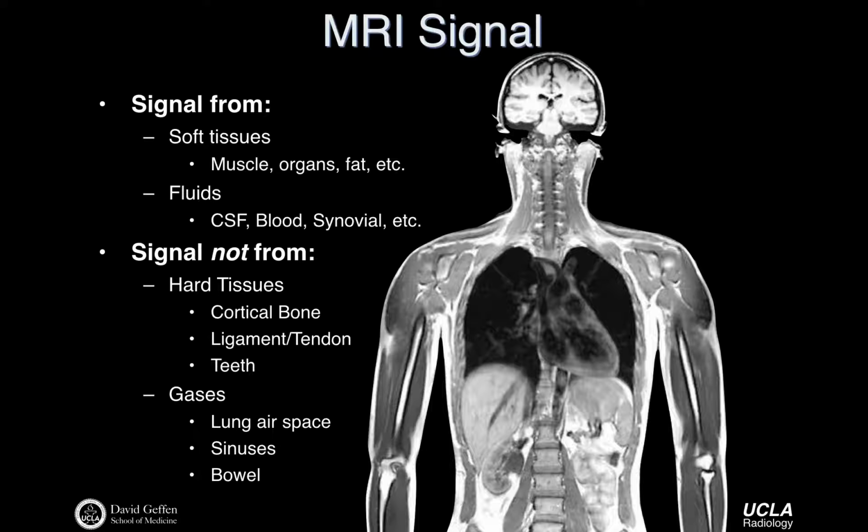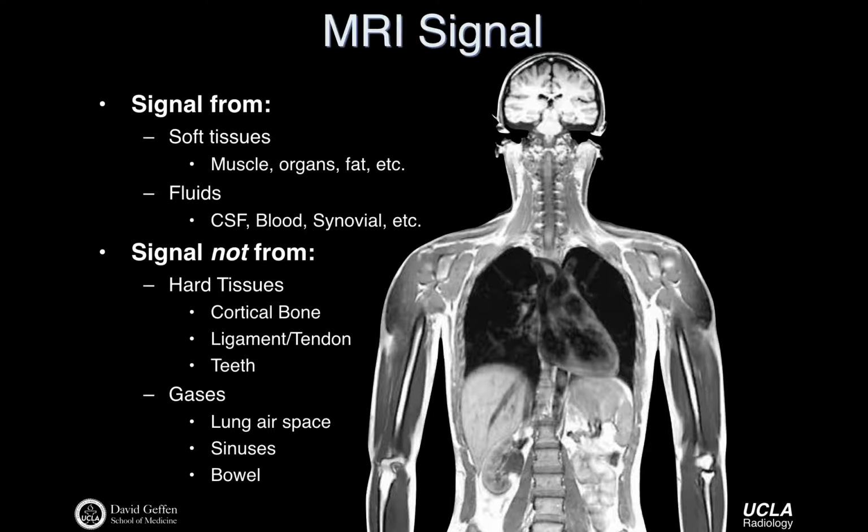And so NMR, at least as conventionally used in a clinical environment, is not good for getting signals from especially hard tissues, things like cortical bone, ligaments and tendons, or teeth. We're really good at imaging kind of watery, soft tissues. We also don't get signal from gases, and there's all kinds of different airspaces in our bodies, right? Whether it's the lung airspace, our sinuses, bowel gas, or anything else. So just useful to think about where we do and don't get signal from.